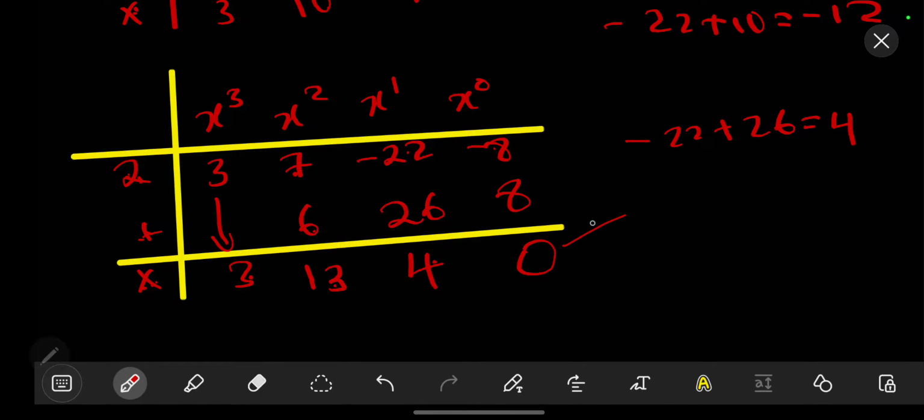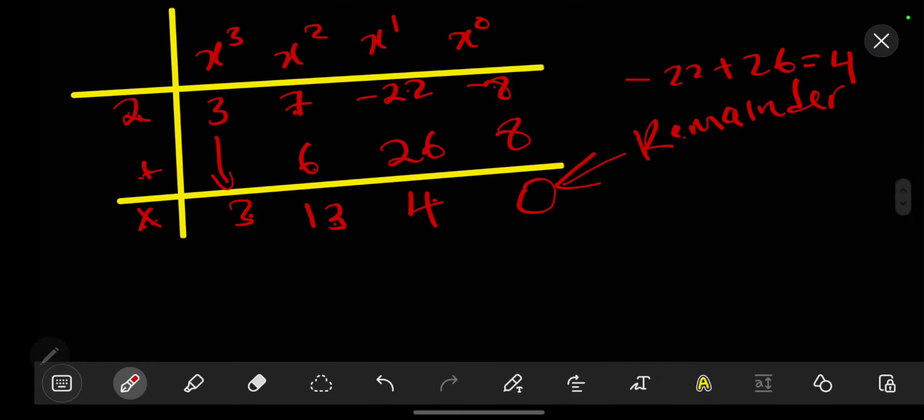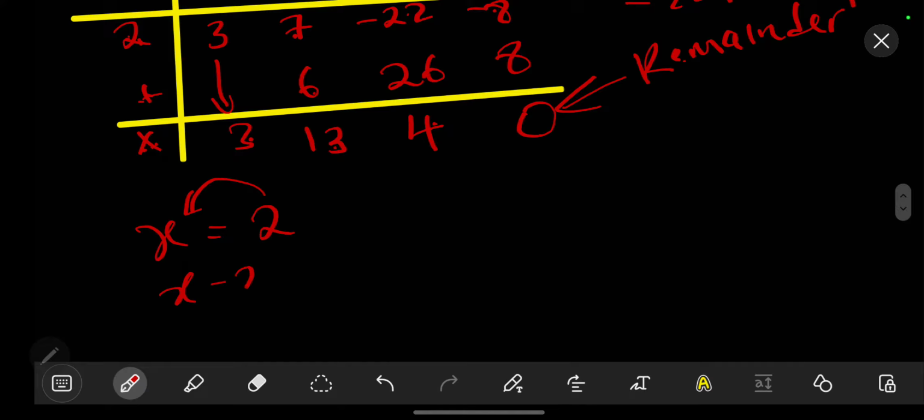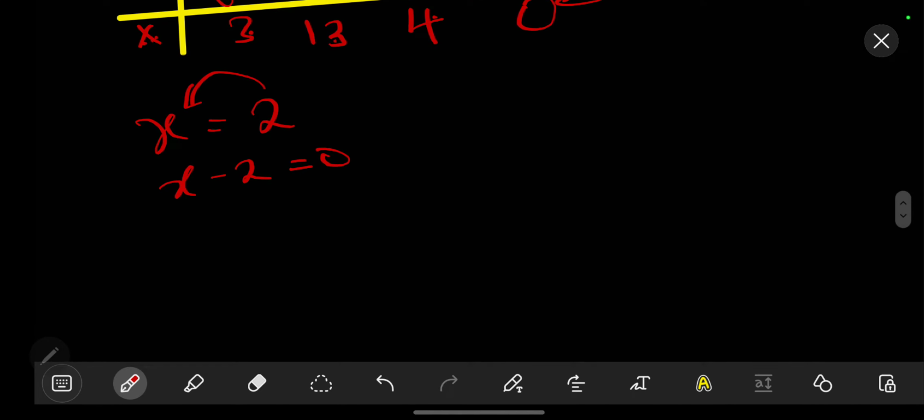So if this is the remainder, it means 2 is a factor. So if you have your x is equal to 2, it means when it's taken here, it will be your x minus 2 is equal to 0. So this was the value that was used. Therefore, after looking at that, we are going to have something like this.